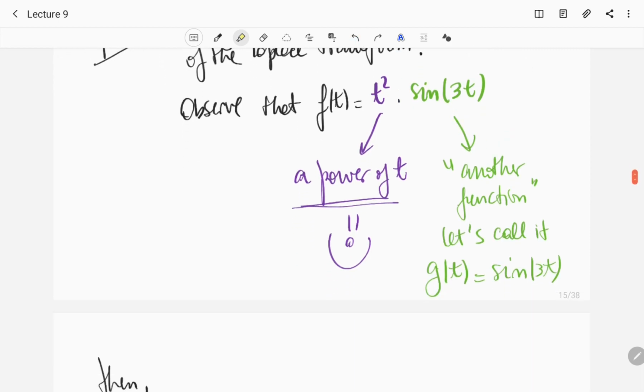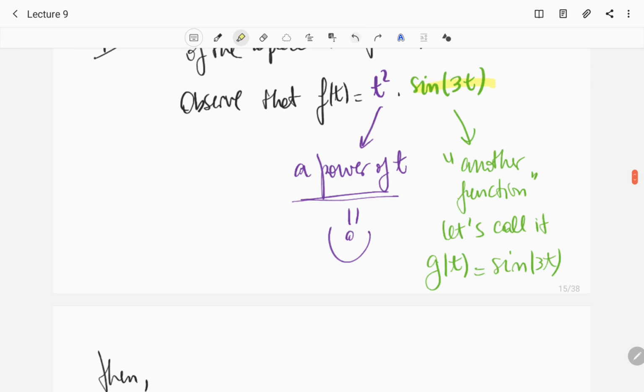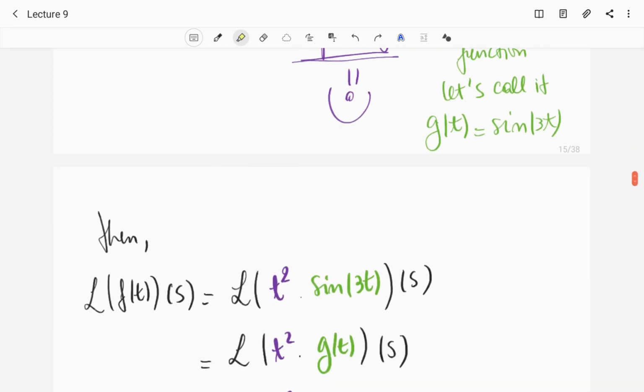And we can use the property that the Laplace transform takes powers of t into derivatives. So what we are going to have here, let's call this green part, not Greenpeace, because the pronunciation is exactly like the environment company, right? Okay, so this function g equal to sine of 3t, and then we have t squared.